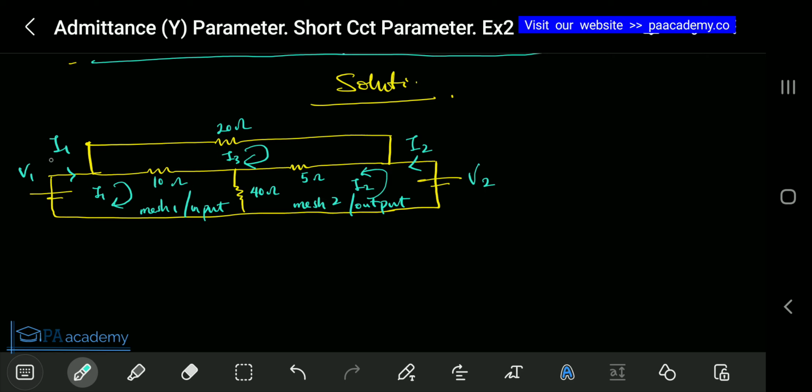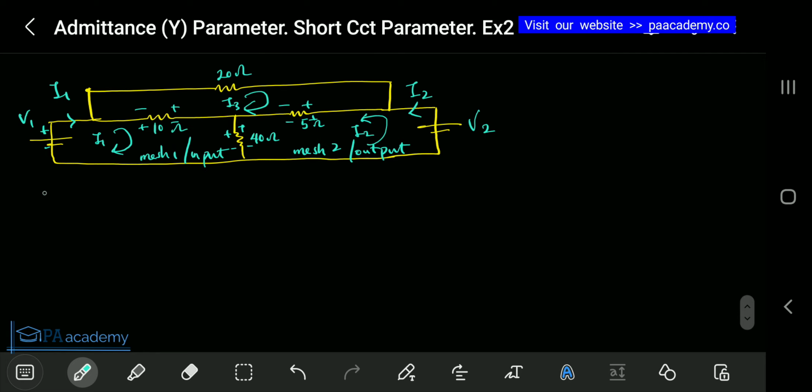All right, so now let me go ahead and add polarities to all the resistors based on the direction of current. So this will be plus, minus, plus, minus. So due to I2, this will be plus, minus, plus, minus. So due to I3 now, this will be plus, minus, then plus, minus. So like I said, I'm applying the Kirchhoff voltage law here, that's mesh analysis, to do this. All right, so now let me simplify them one after the other.